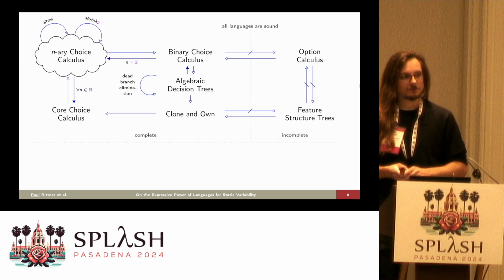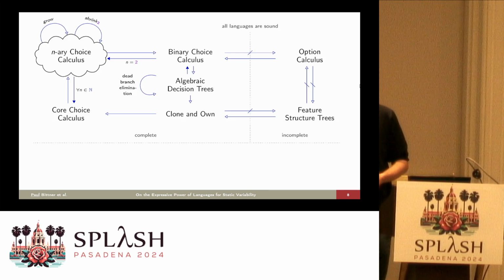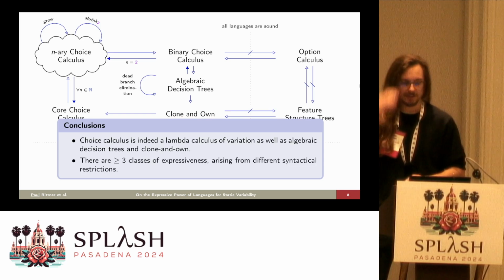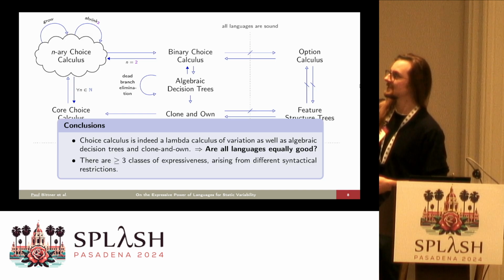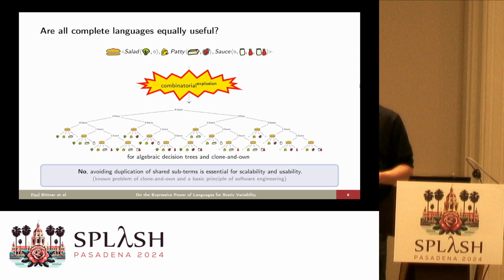So you mentioned we want to be on the complete side, and clone and own is obviously bad, but then you didn't tell us which one is best. Was that on purpose, or is there just no one best? So the three complete languages we found are choice calculus, algebraic decision trees, and clone and own. But both algebraic decision trees and clone and own have this blow up, so use choice calculus. Use choice calculus. Yeah. All right.